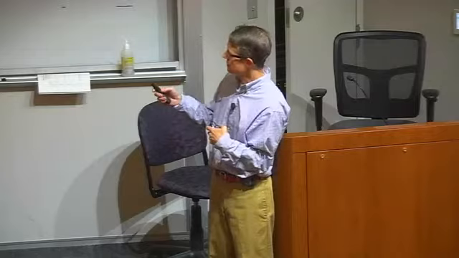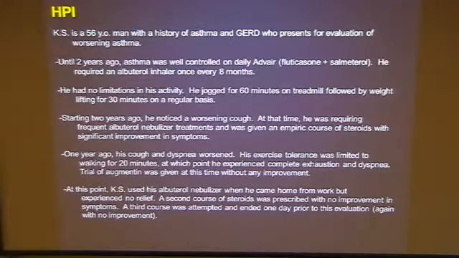So this is actually a patient that I recently saw in clinic and that I was struggling with. So it's going to be a little bit harder, but I think with your collective minds, hopefully we can come up with an answer. This is a 56-year-old man with a history of asthma and gastroesophageal reflux disease, who was referred to us for worsening asthma. He was pretty stable until 2 years ago. He was on daily Advair, which is a combination of fluticasone and salmeterol. So it's a combination inhaler.